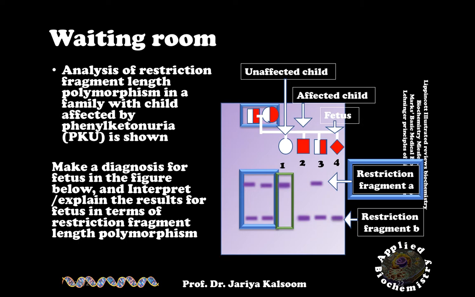When DNA is digested by restriction endonucleases, this means the fetus is affected because it has inherited 2 abnormal genes from its parents and shows genotype BB. Diagnosis for the fetus is phenylketonuria. So that is the fetal fragment.